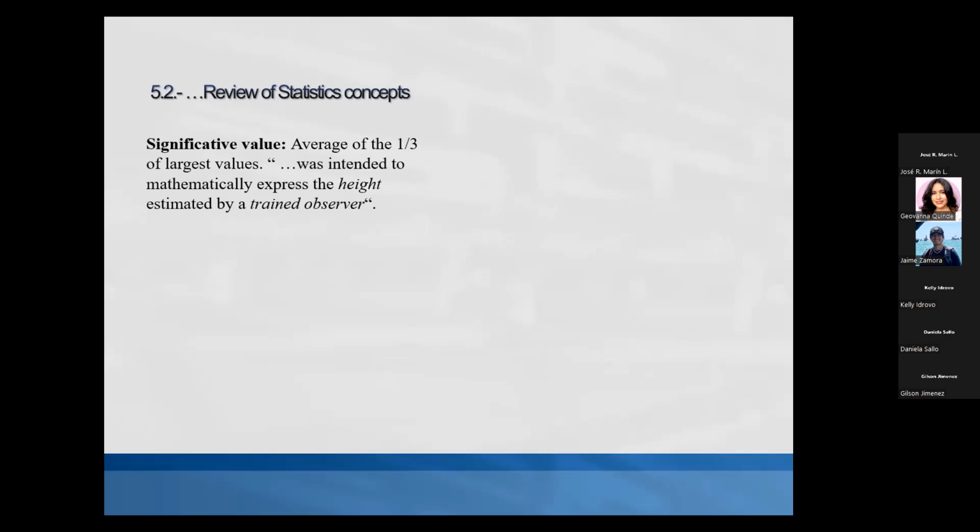Let's suppose we want to calculate the significant value of the weight of each one of us in this class. We need to choose the 6 people who have the largest weight. So I'm going to put here myself. I weigh 180 pounds. We need 6 people.